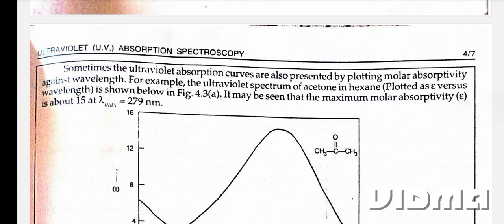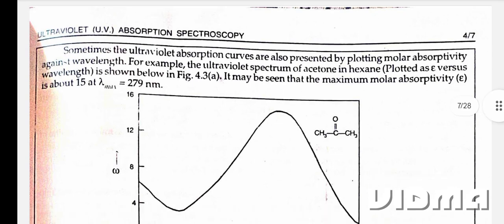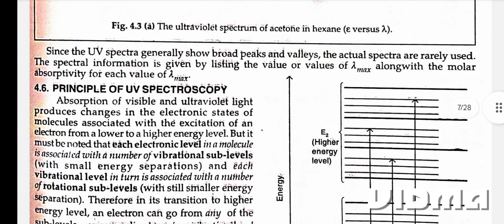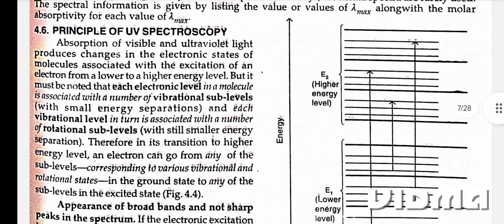Sometimes the ultraviolet absorption curves are also presented by plotting molar absorptivity against the wavelength. For example, the ultraviolet spectrum of acetone in hexane is shown below in figure 4.3. This is the figure. Since the UV spectra generally show broad peaks and valleys, the actual spectra are rarely used. The spectral information is given by listing the value or values of lambda maximum along with the molar absorptivity for each value of lambda maximum. Principle of UV spectroscopy.